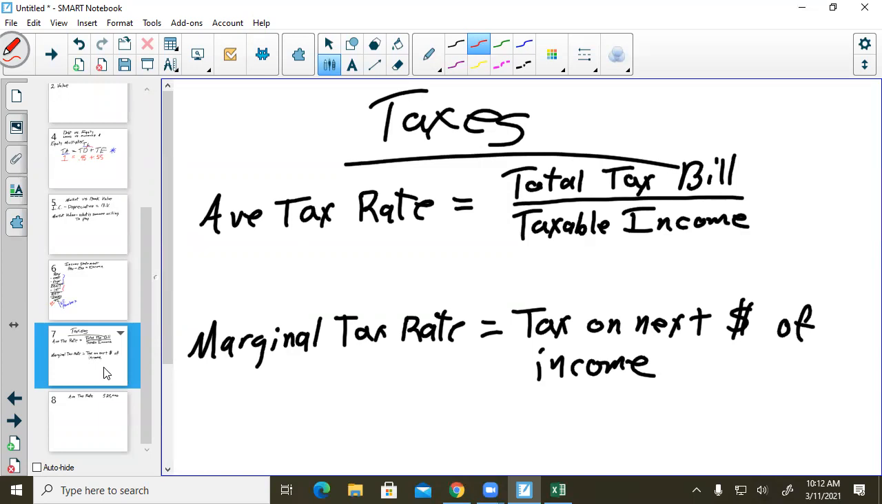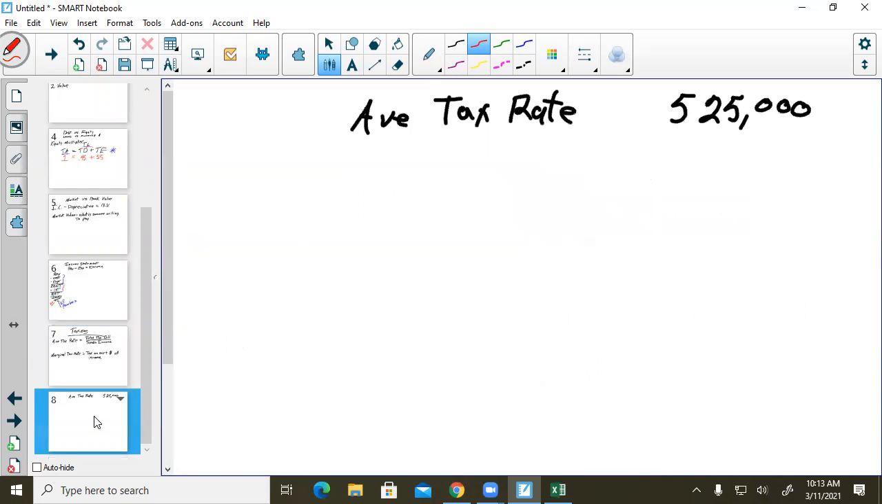Now, folks, you're going to have to understand and know how to calculate average tax rate. So let's look at our table on page 30, and we're going to do taxes. So Noah, here you are. You and your company earned $525,000 in taxable income. So let's calculate your taxes. Okay, you good?